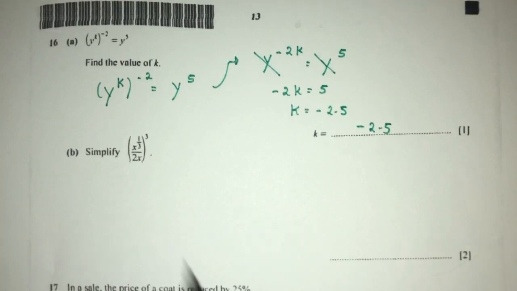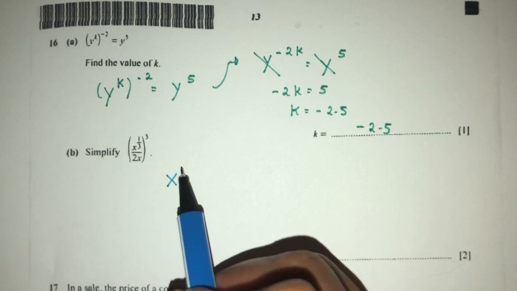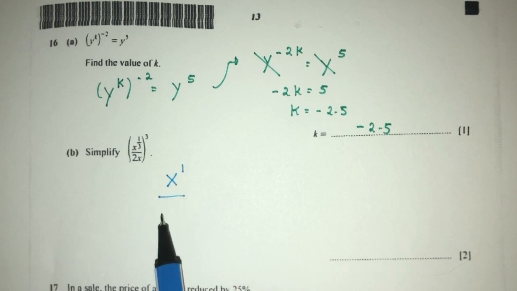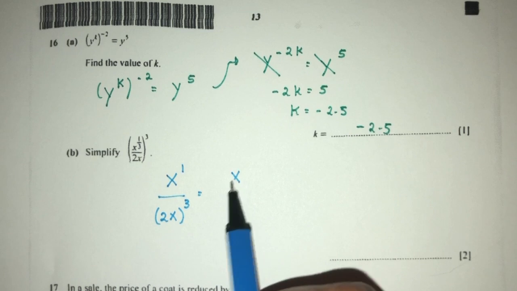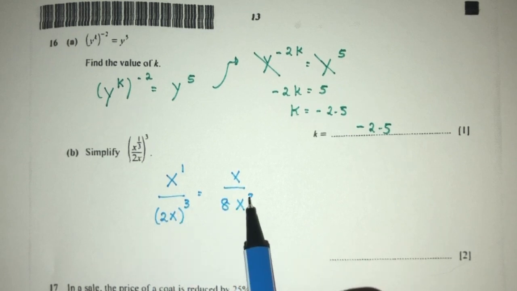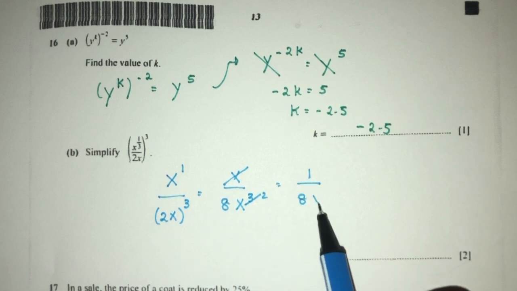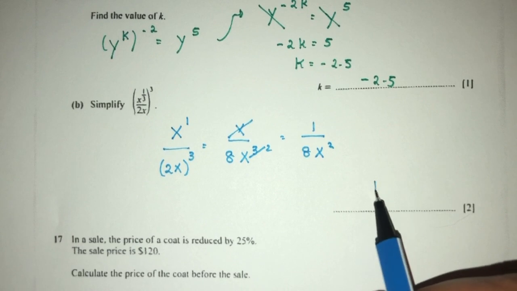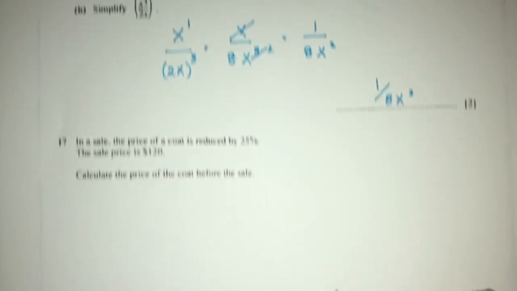Now part B, we have to simplify this one. Pretty easy. Let's bring this power down. You will have x, 1 over 3 times 3 will be 1. 2x, then power 3 here. That will become x over 2 power 3 should be 8, and then x power 3 cancel out. That will become 1 over 8x power 2. Let's move on to question number 17.